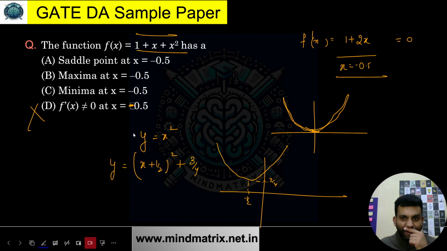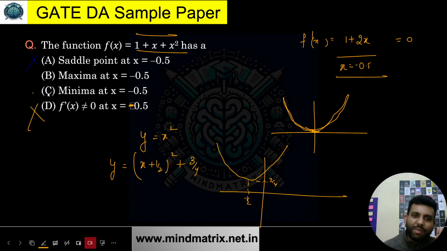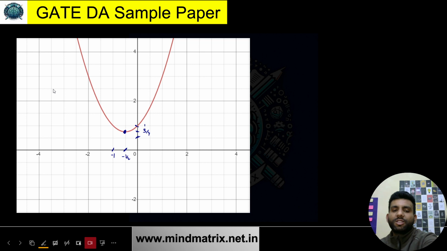I hope this is clear. So everything is clear at this point. There is no saddle point because it has a proper minima over here. It's not a maxima, it's a minima point, at x equals minus 0.5. I hope the idea is clear. In detail, we have discussed this question. Okay, let's move on to the next question.